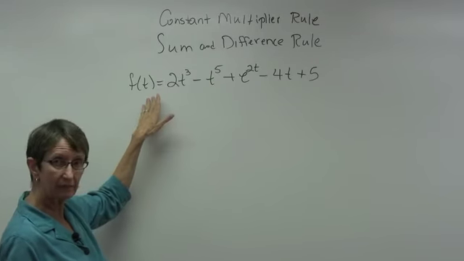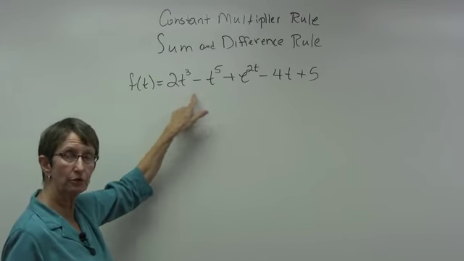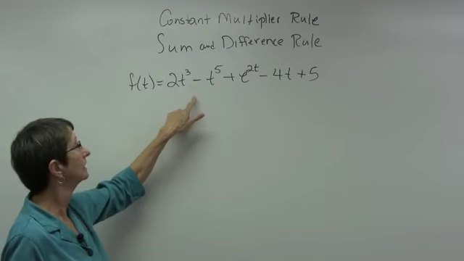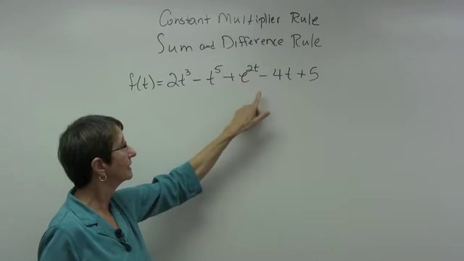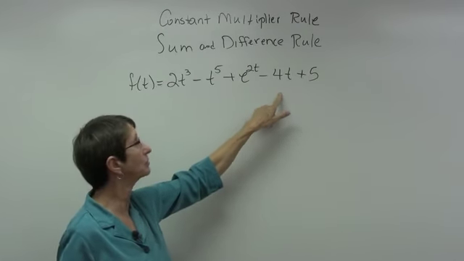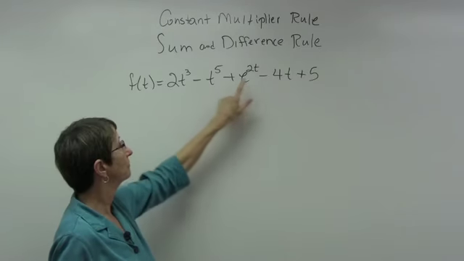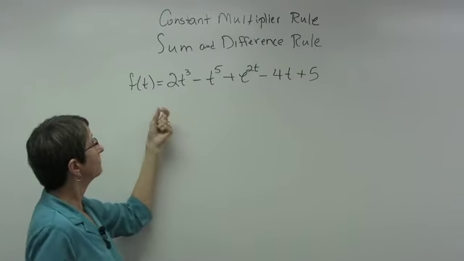So this function f of t is 2 times t to the third, so 2 is a constant multiplier, minus t to the fifth, plus e to the 2t, minus 4 times t, another constant multiplier, plus 5. The 2t, 2 times t is a constant multiplier.